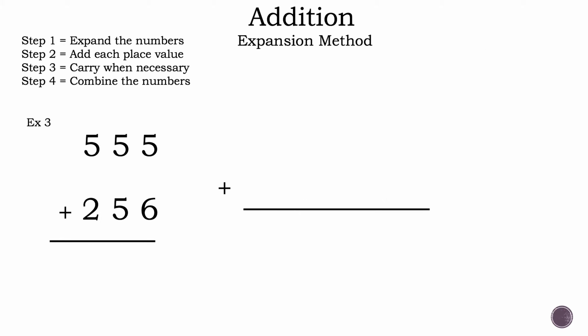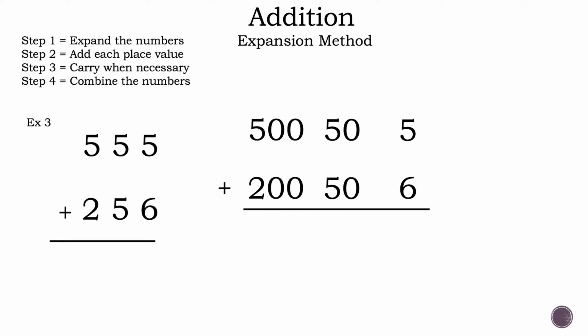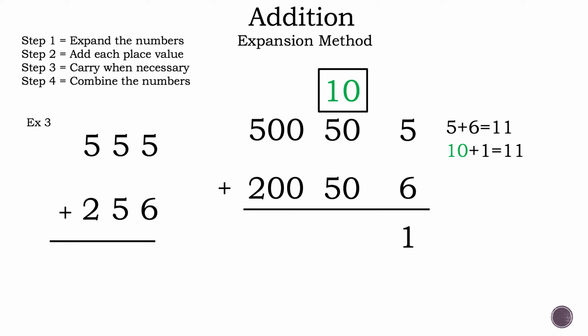Next example 3, we have 555 plus 256. We're going to go ahead and expand these two numbers. We're going to go ahead and add the first place value, which is 5 plus 6, which is 11. We're going to rewrite it as 10 plus 1 so you can see what and how we are carrying. So let's go ahead and carry the 10 and put the 1 below. Now we're going to add the 3 numbers together of 10 plus 50 to give me 110.